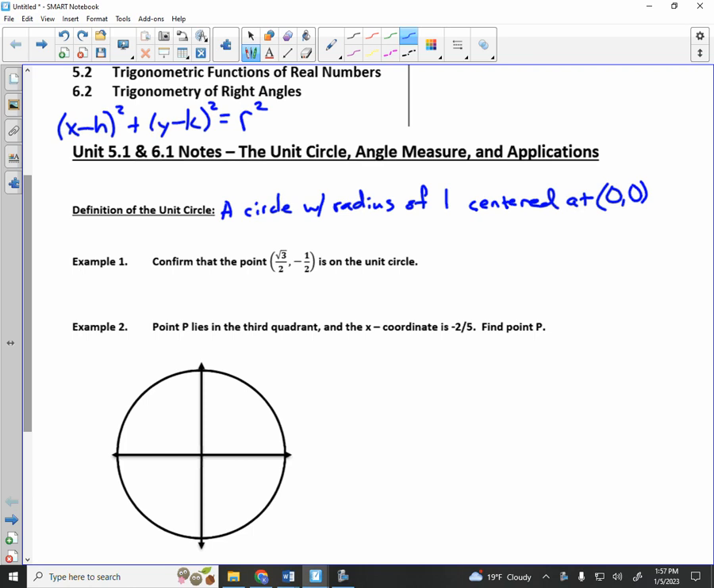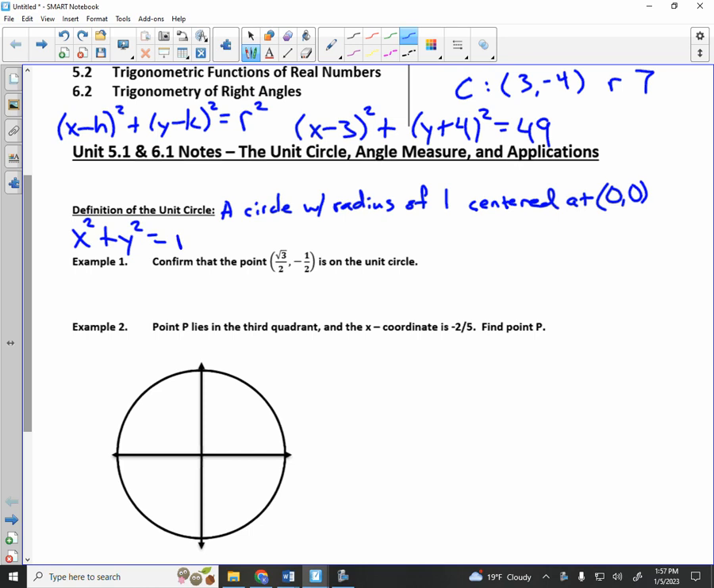So suppose there was a center of, say, 3, -4, and a radius of 7. Well, then the equation would be (x - 3) squared plus (y + 4) squared is equal to 49. So hopefully kind of remember doing something like that a little bit. Okay, we're good? So if the center is 0, 0, then we don't have to worry about h and k, and it's just x squared plus y squared is equal to r squared.